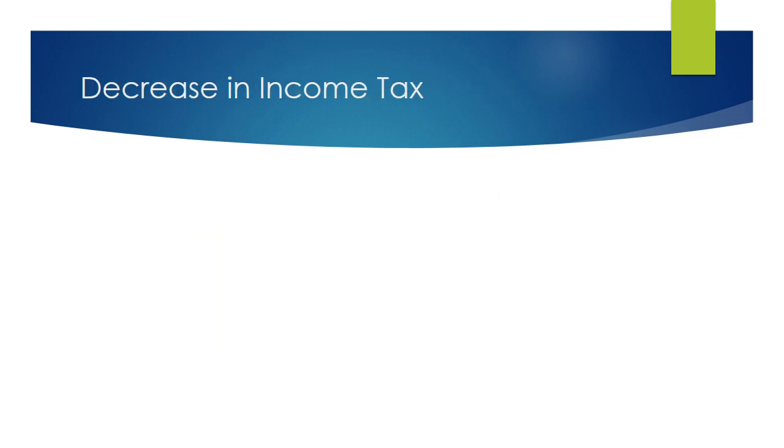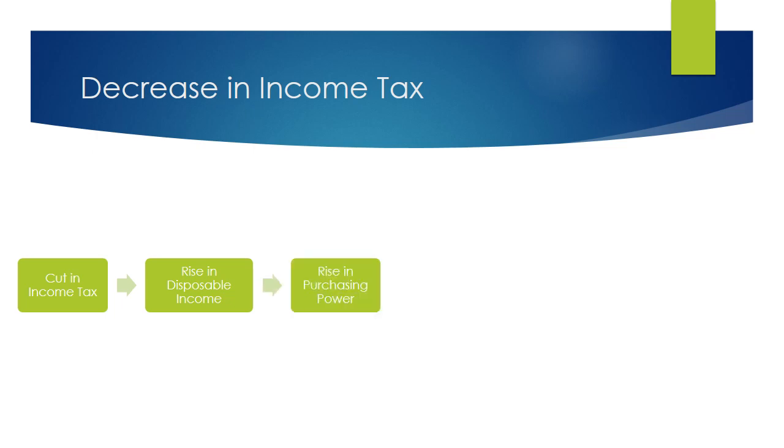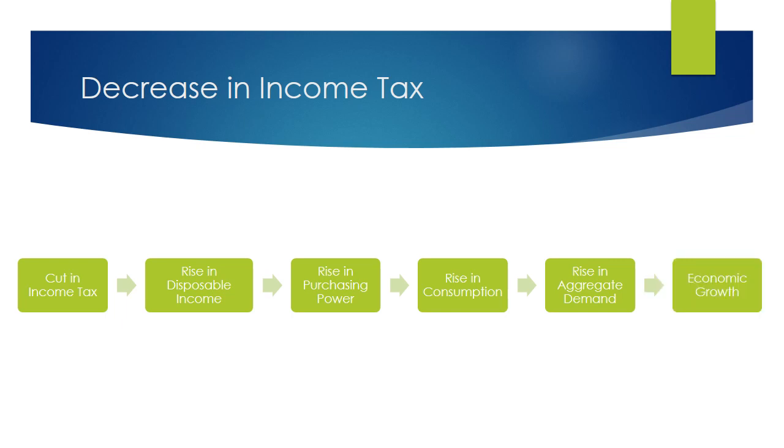Expansionary fiscal policy can also take the form of a decrease in income tax. The lines of causation is nearly the same as before, but there's a few extra steps that you need to explain. The steps are as follows. When there is a cut in income tax, there will be a rise in disposable income, which will then lead to a rise in purchasing power, and consequently a rise in consumption. This will lead to a rise in aggregate demand, as consumption is a component of aggregate demand, leading to economic growth. The diagram that you draw will be the same diagram as shown in the previous slide.